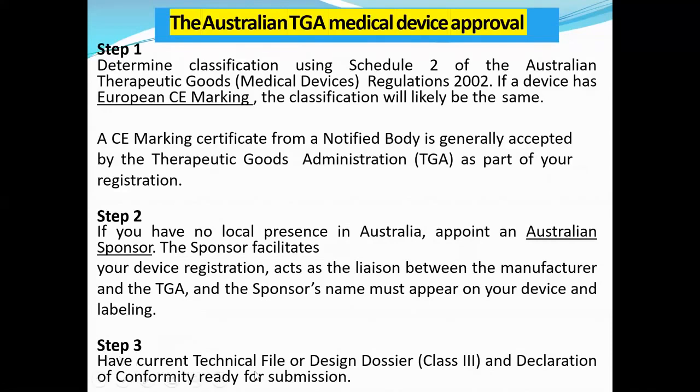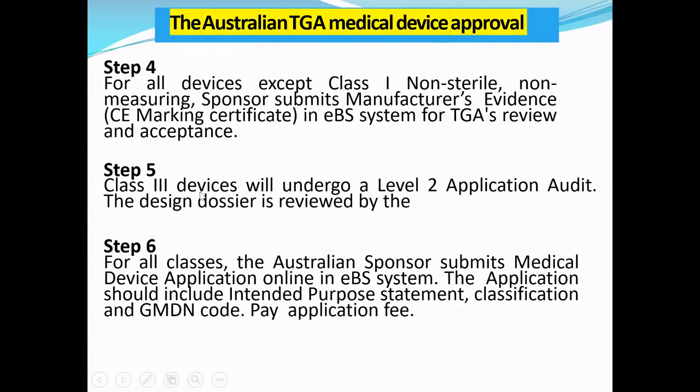So have the current technical file or the design dossier, for example for class 3, and the declaration of conformity ready for submission. Then for all devices except class 1 non-sterile, non-measuring, the sponsor submits the manufacturer's evidence, that is the CE marking certificate, in the EBS system for TGA's review and acceptance. So they have an electronic system for submission, like how we submit the eCTD in USFDA or Europe or Canada or Japan. Like that, they have the EBS system in TGA.